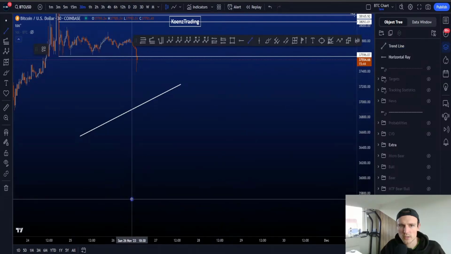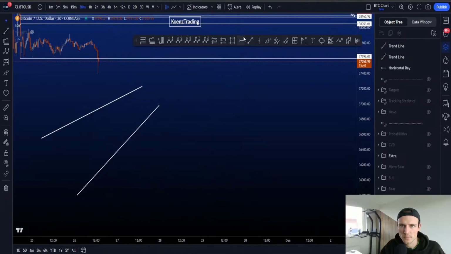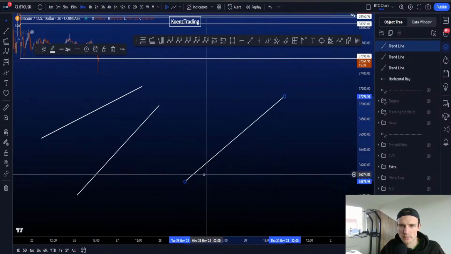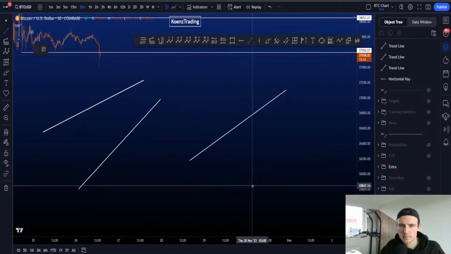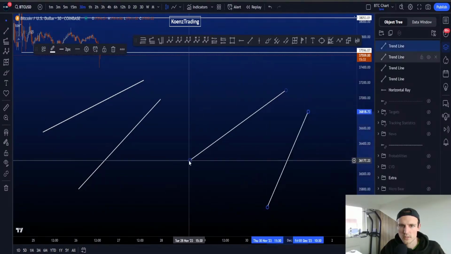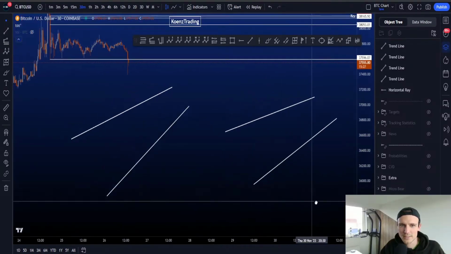Let's start with the contracting diagonal. We're going to have one there, and we're going to have another one here. Actually, let me make it a little bit more horizontal. I'm running out of space.